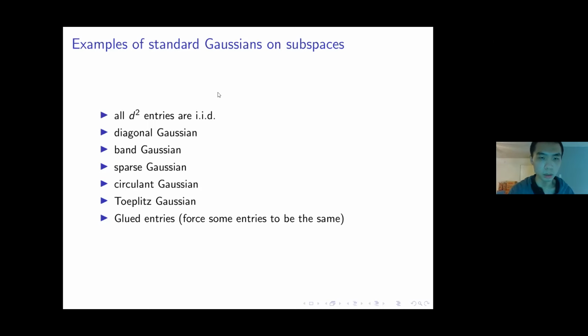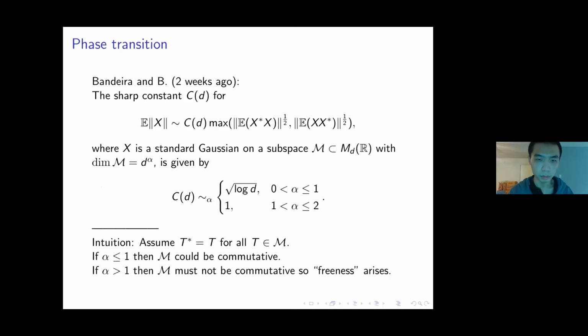Okay, so these are all examples of standard Gaussian on a subspace. So circulant Gaussian, that's the standard Gaussian on the space of all circulant matrices. This is the standard Gaussian on the space of all Toeplitz matrices. Okay, so this result will follow from the main result that we get.